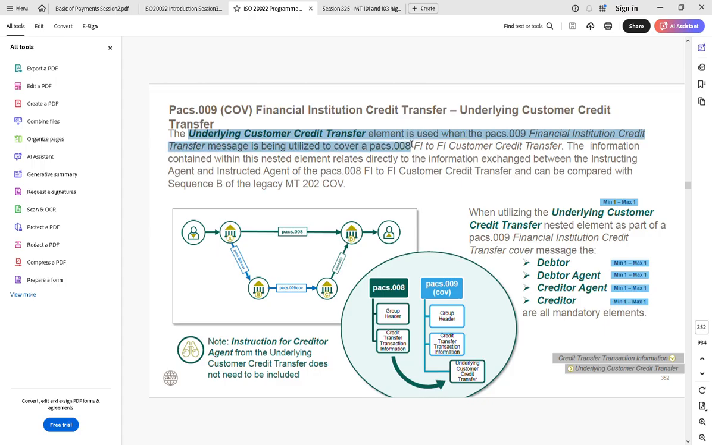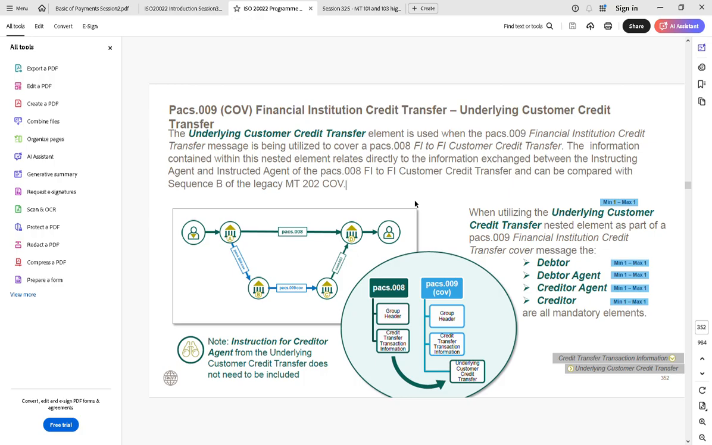Underlying customer credit transfer element is used when the PACS 009 financial institution credit transfer message is being utilized to cover the PACS 008 FI2FI customer credit transfer. The information contained within this nested element relates directly to the information exchange between instructing agent and instructed agent, from the first bank to the last bank. FI to FI PACS 008 customer credit information compared with the legacy MT202 cover. Okay, so what it mentioned is exactly a replica of this one, which is your PACS 009, PACS 002, which we have just now explained.